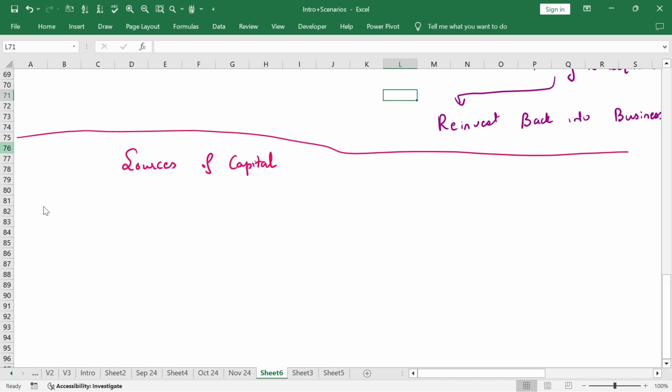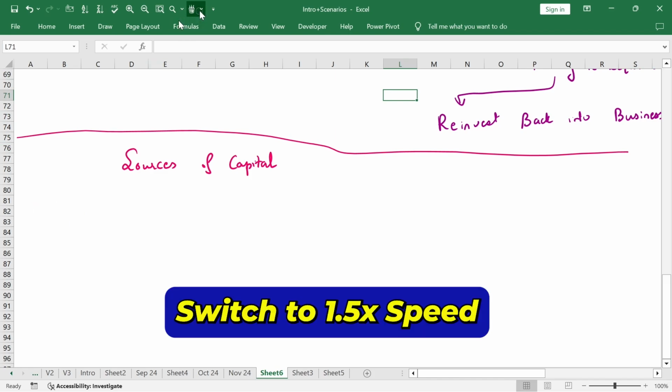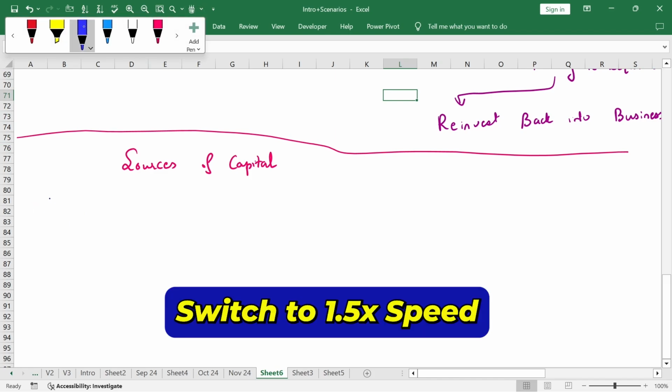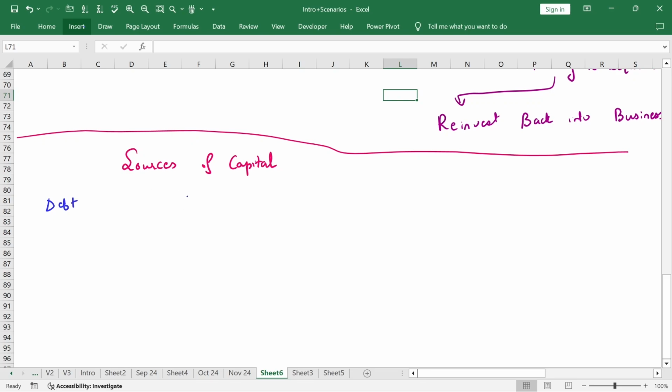Okay, so which were the sources? Somebody please repeat. Debt, equity, government grants, internal accruals. Okay, these were the sources that we identified.